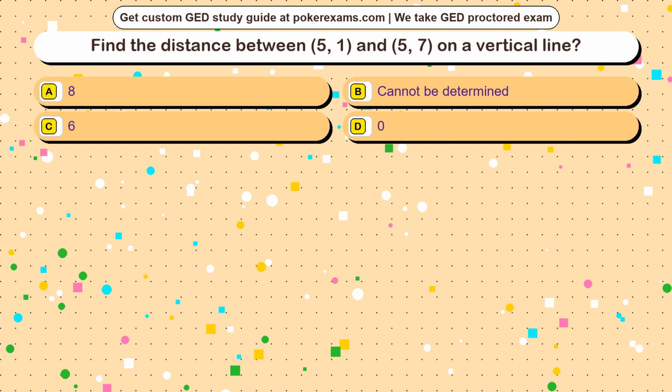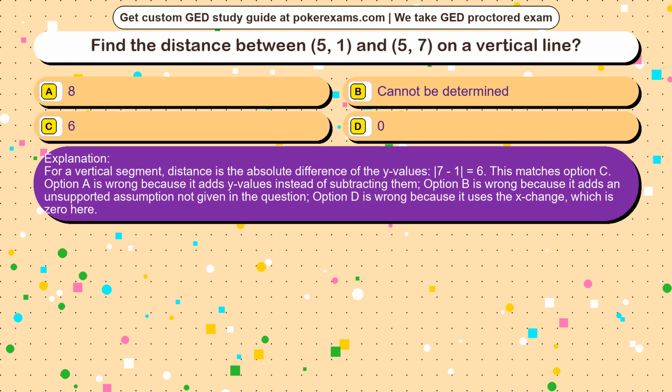The correct answer is option. For a vertical segment, distance is the absolute difference of the y values. 7 minus 1 equals 6. This matches option C.